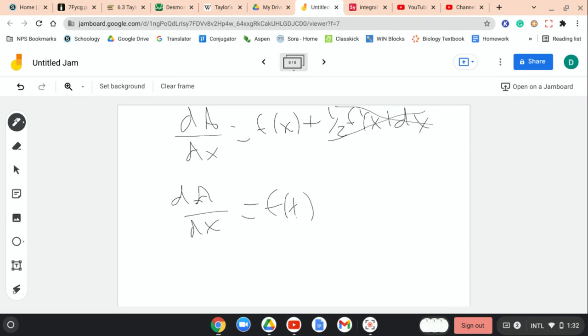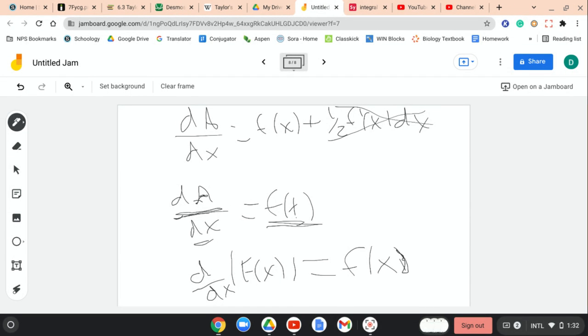And notice what dA over dx means. It means a tiny change in area with respect to x. What is a tiny change in area with respect to x? It's obviously the derivative of our area function, which we'll denote capital F of x, equals the function that bounds it.